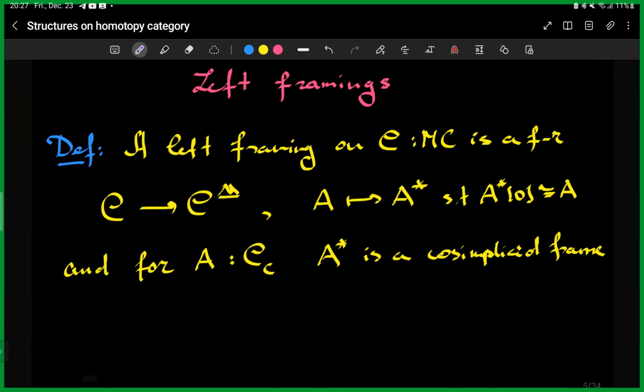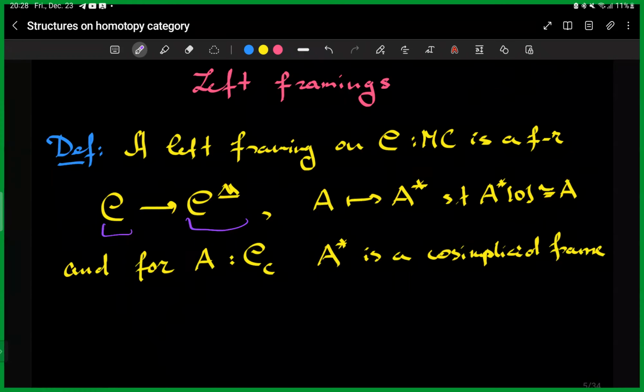Now we can define a global notion of a left framing on a model category. So we say that the left framing is a functor from this model category into its category of cosimplicial objects, A to A upper star. Sorry, A upper star is a cosimplicial object. It's okay.